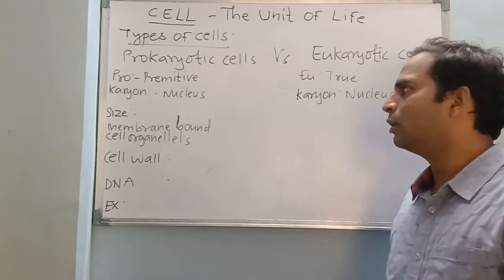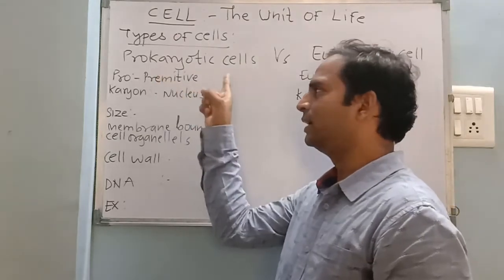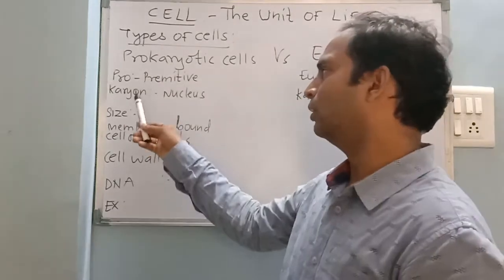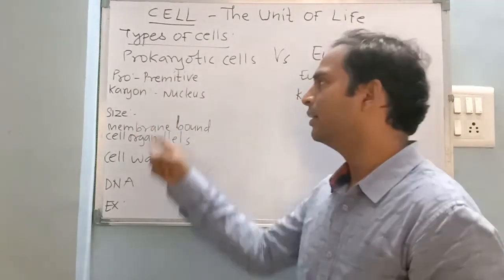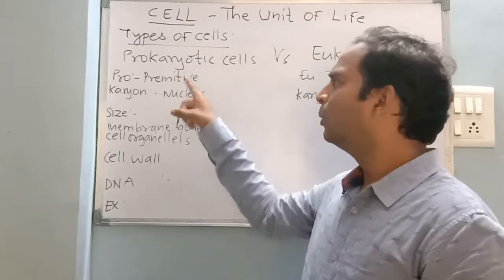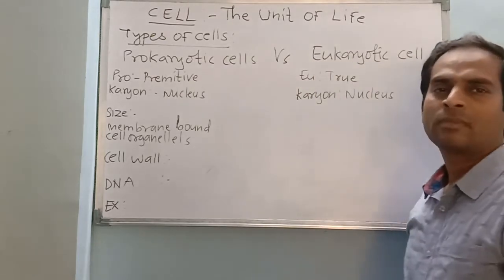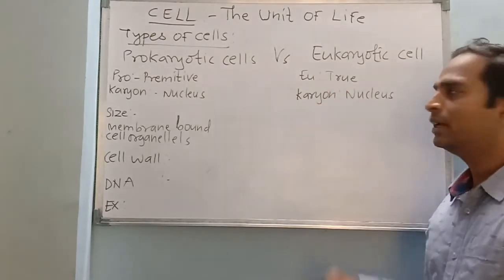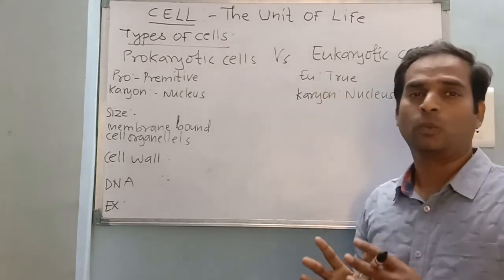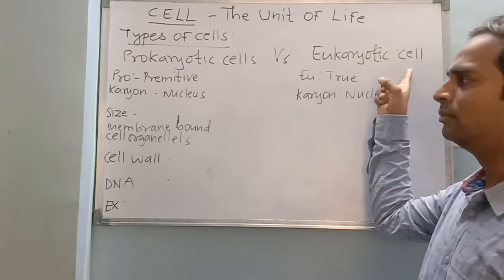So we were going to discuss the difference between this prokaryotic cell and a eukaryotic cell. Why we call this a prokaryotic cell is because here there are two words, pro and karyon. Pro means primitive and karyon means nucleus. So the cell whose nucleus is primitive will be called a prokaryotic cell. Whereas when you talk about eukaryotic cell, eu stands for true and karyon is again nucleus. So in this type of cell, the nucleus is always well defined. So a cell with a well defined nucleus will be a eukaryotic cell.